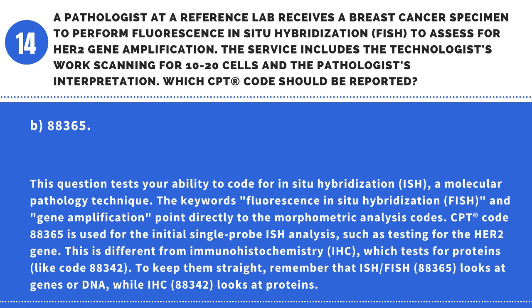This is different from immunohistochemistry, IHC, which tests for proteins, like code 88342. To keep them straight, remember that ISH/FISH 88365 looks at genes or DNA, while IHC 88342 looks at proteins.